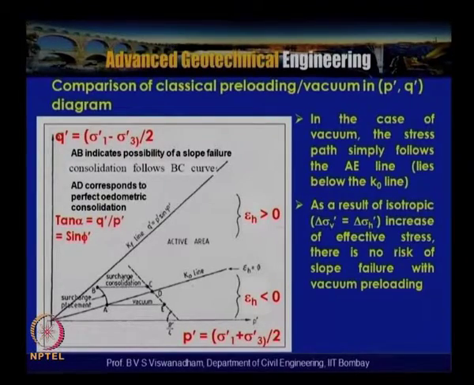So the important understanding from this slide is that slope failure will not arise with vacuum consolidation, whereas in case of preloading there is a possibility of slope failure, because before commencement of the consolidation there can be a possibility of failure.